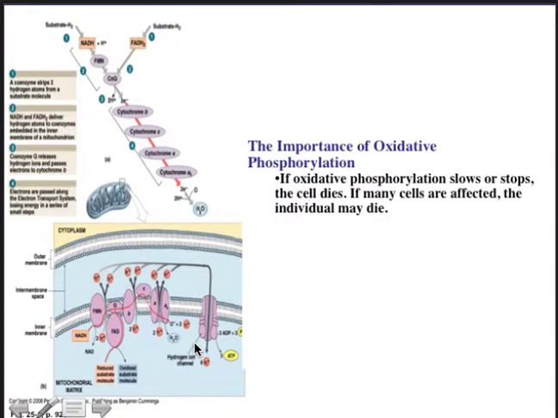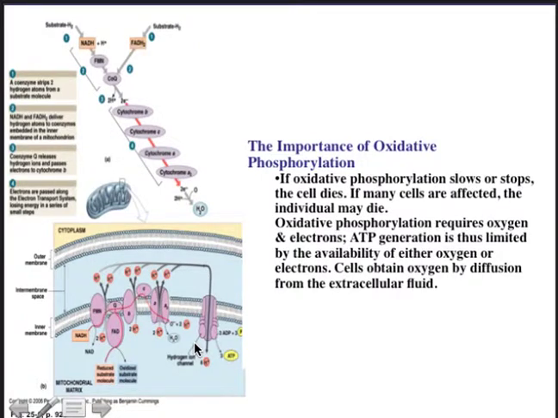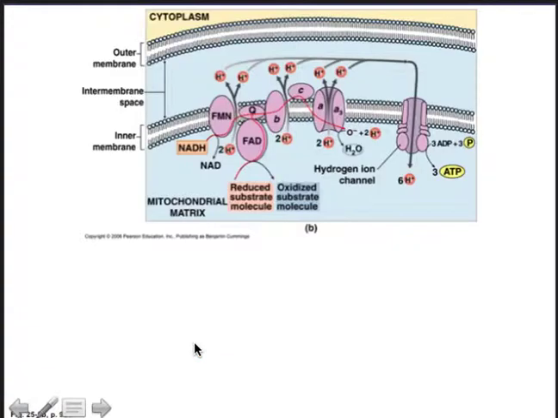Okay, why is oxidative phosphorylation important? Well, because it generates most of the ATP in aerobic respiration. If oxidative phosphorylation slows or stops, the cell will die. If many cells are affected, the individual dies. Oxidative phosphorylation requires oxygen and electrons. ATP generation is, as a result, limited by the availability of either oxygen or electrons. Cells obtain oxygen by diffusion from the extracellular fluid.